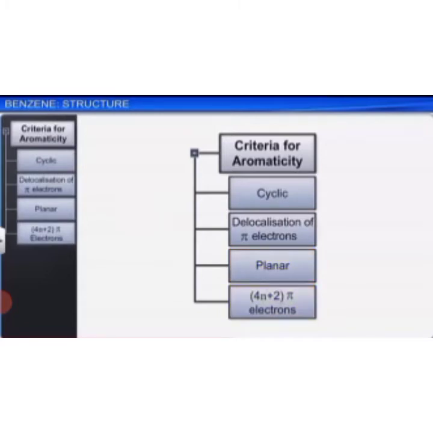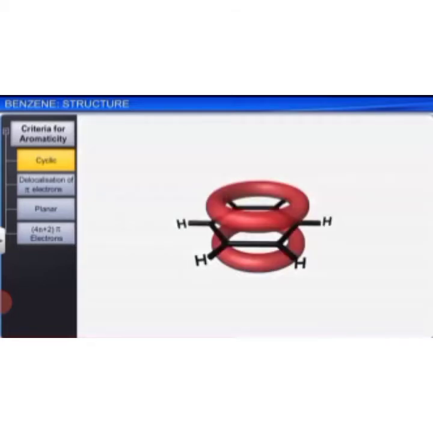Let us look at the first essential property that is required. The molecule should contain a cyclic cloud of delocalized pi electrons. For delocalization of pi electrons, the ring must be planar to allow cyclic overlap of the p orbitals. Therefore, for a molecule to be aromatic, the ring must be planar.